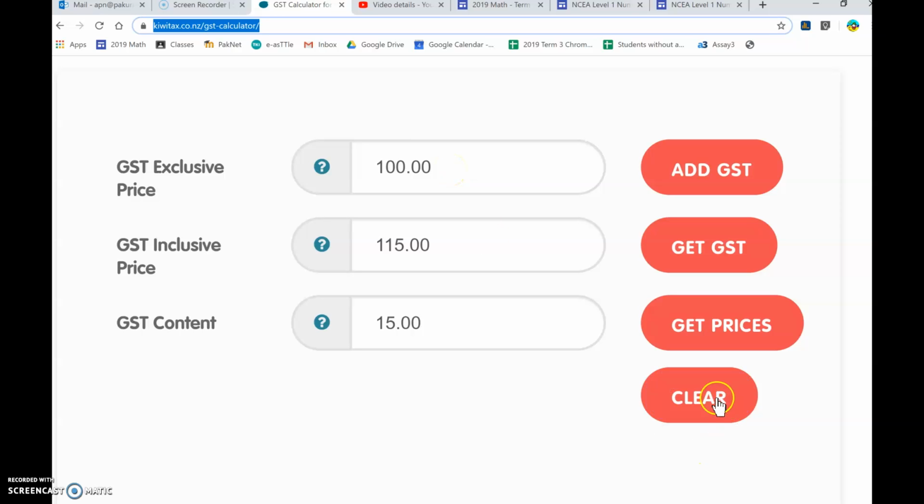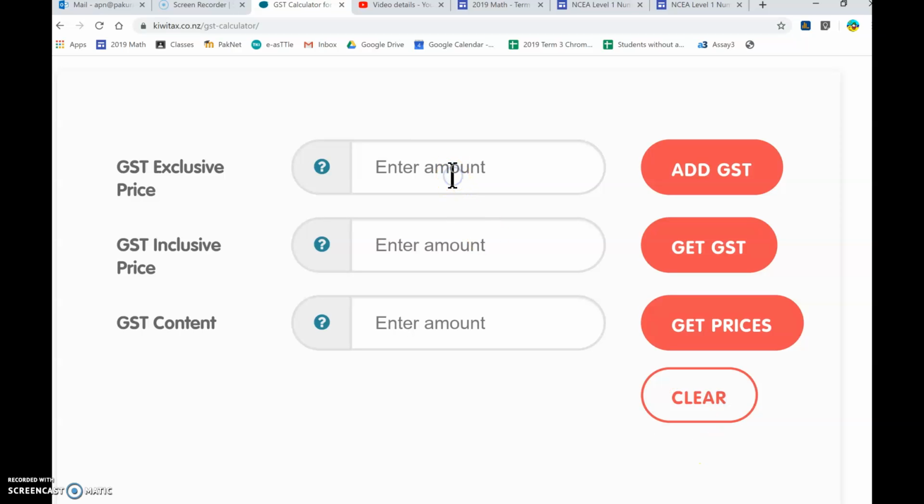So for example, if I clear this and I say I have $200, I can add the GST. To get the GST, I times by 15 and divide by 100 to get 30. And here, to get the GST inclusive, to go straight from there to there, I can just go 200 plus 30, or I can just times by 1.15.